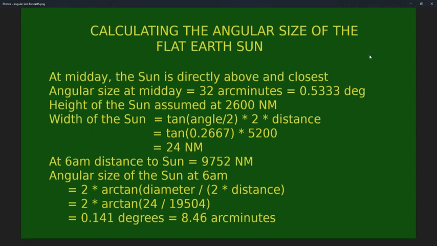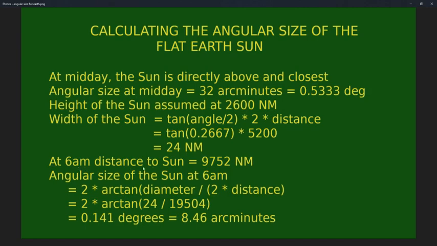Now we'll calculate the angular size for the flat Earth sun. At midday the sun is directly above and closest, and the angular size at midday we're going to take as 32 arc minutes. Now the height of the sun we assumed before was 2600 nautical miles, and the width of the sun using this formula works out to be 24 nautical miles, which is about 30 miles.